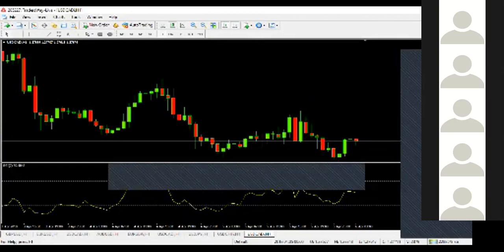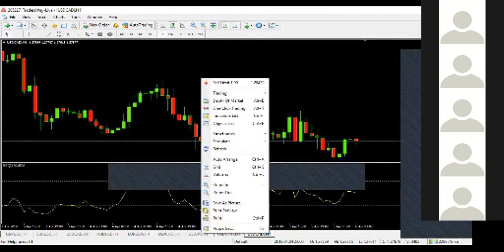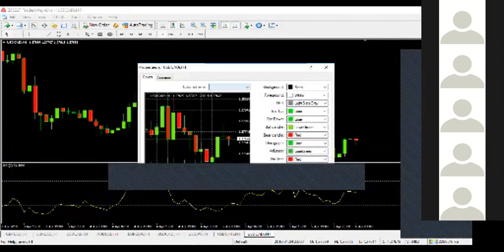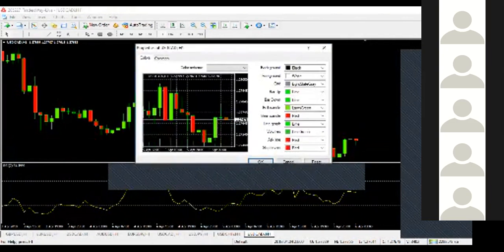And for you guys who have already opened your account, you can easily right click and come up to properties. When you come to properties, this is where you change the layout of your grid. You can have the grid with lines and everything through it if you want. You can change the color of your bull candles and your bear candles, all these different things we'll get into as time goes on.